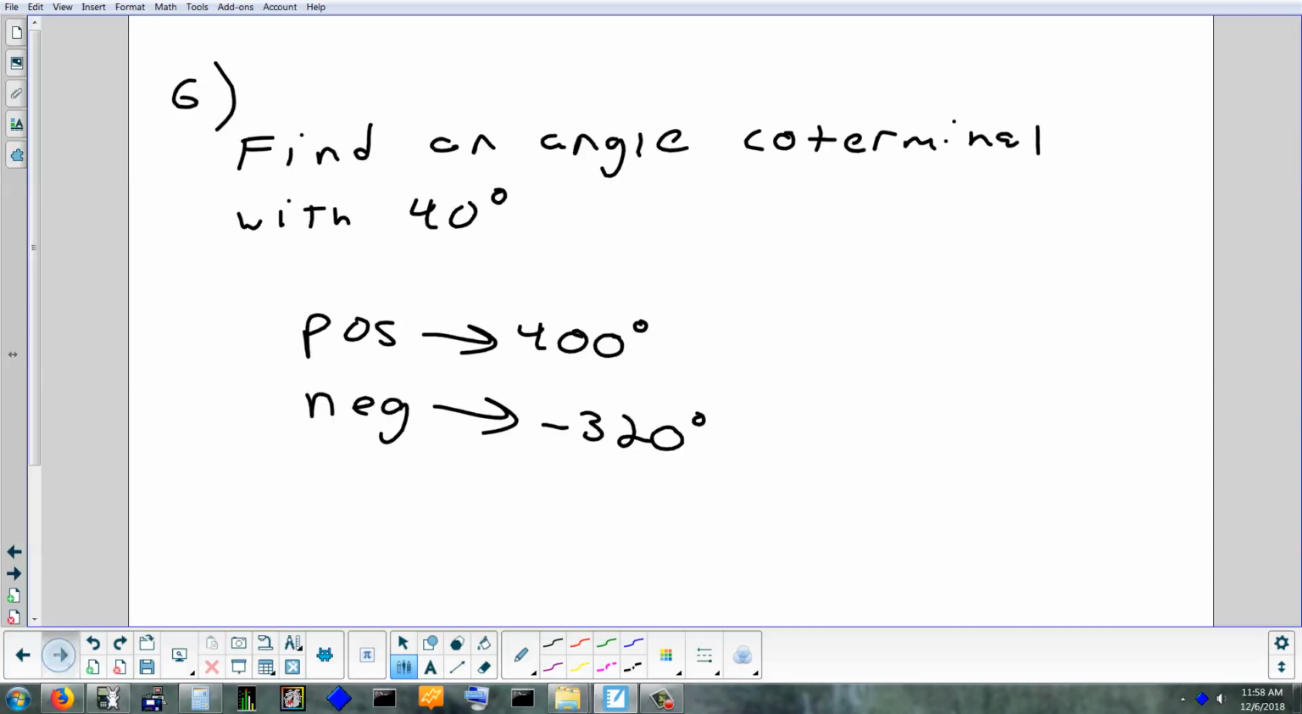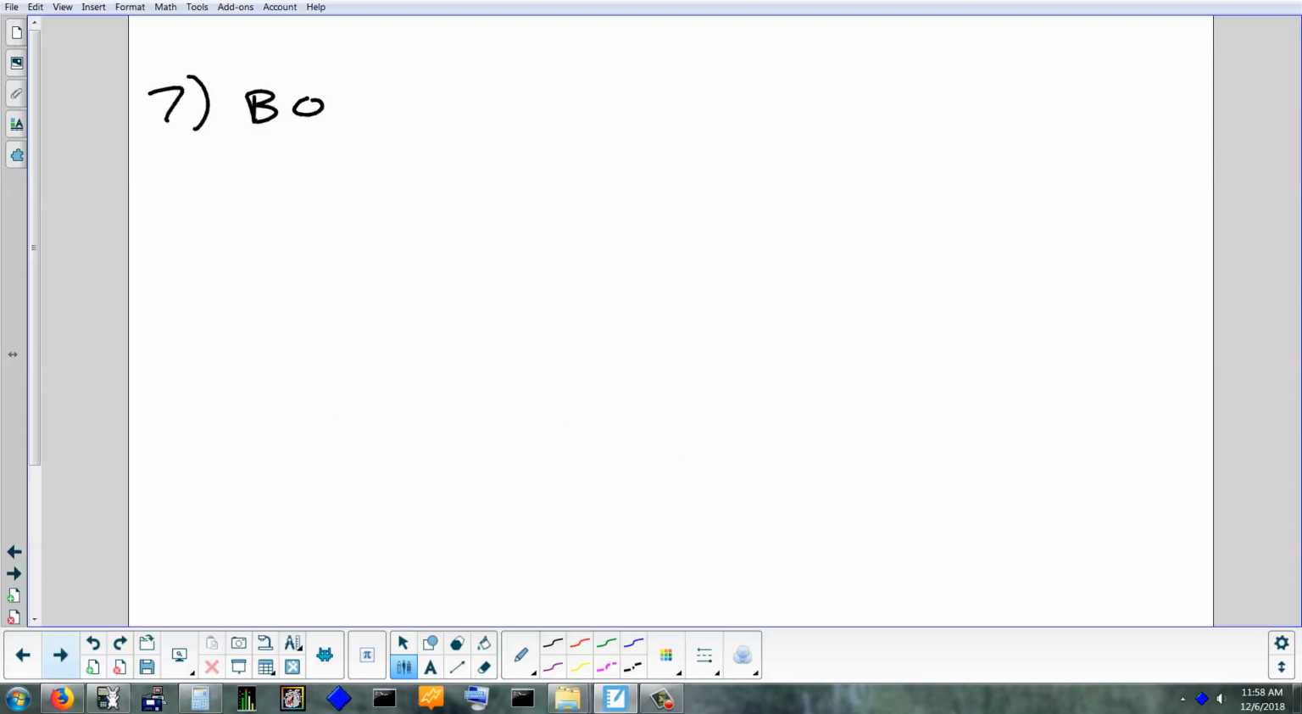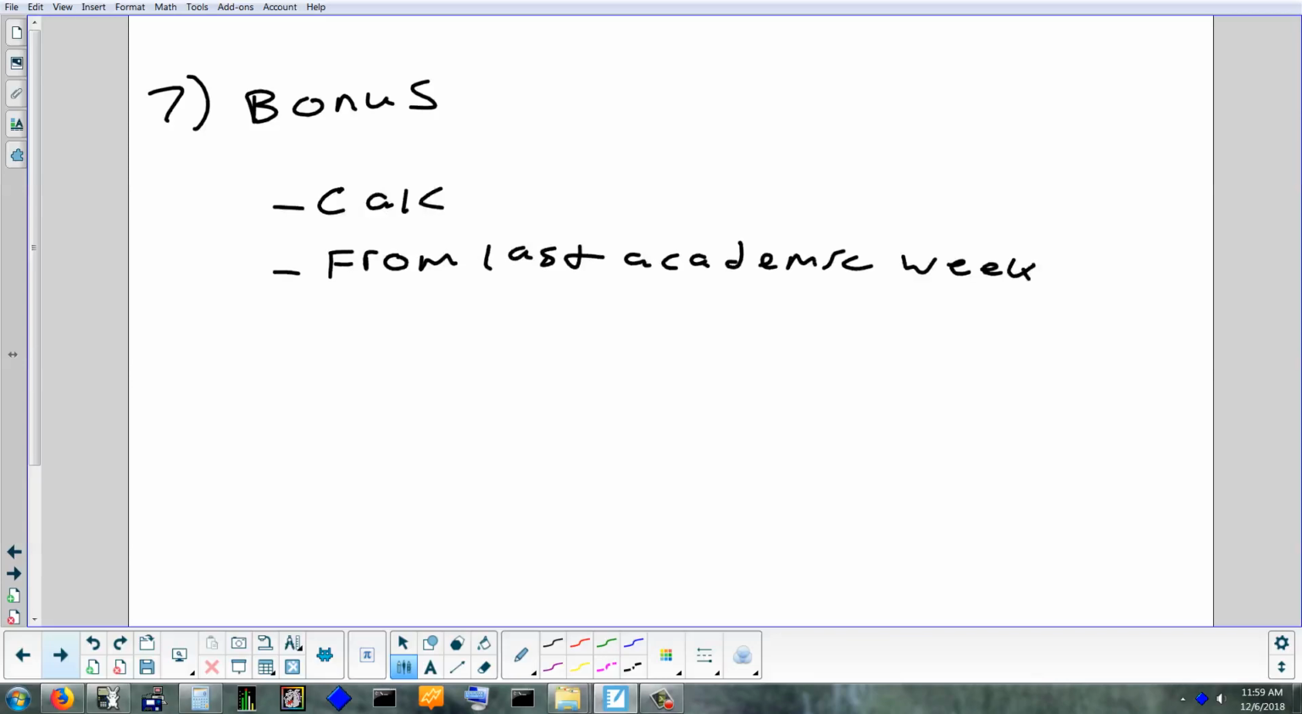Okay, there's going to be a bonus. I'm not going to tell you much about the bonus, but I'll tell you that it's something you can do on, we only learned how to do it on the graphing calculator. So it's a set of things you do on the graphing calculator. And it's from last academic week. I'll even draw a picture and kind of give you another hint. That's all I'm saying about the bonus. If you don't get it, it's fine. It's just a bonus.